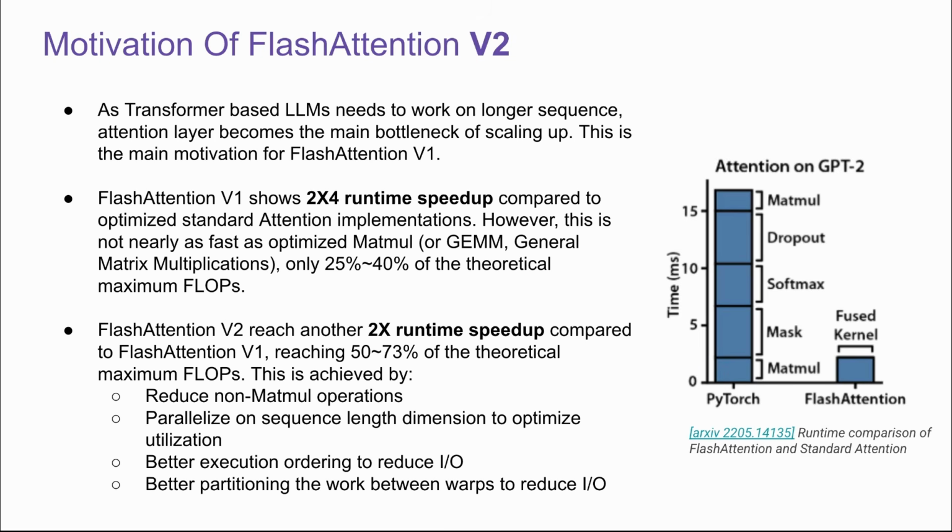This is achieved by the following: reduce non-matrix multiplication operations, parallelize on the sequence length dimension to optimize utilization, and better execution ordering to reduce I/O, also better partitioning the work between warps to reduce I/O. I know there's a bunch of terminology that you might be unfamiliar with. That's why I will spend some time to talk about GPU basics. For example, the warp might be new to some people here, and I will spend time to explain each of the items here.